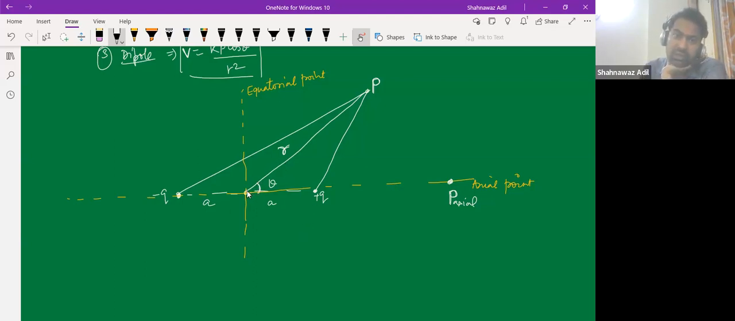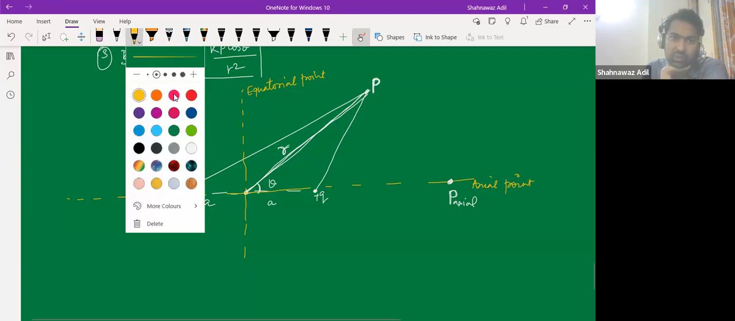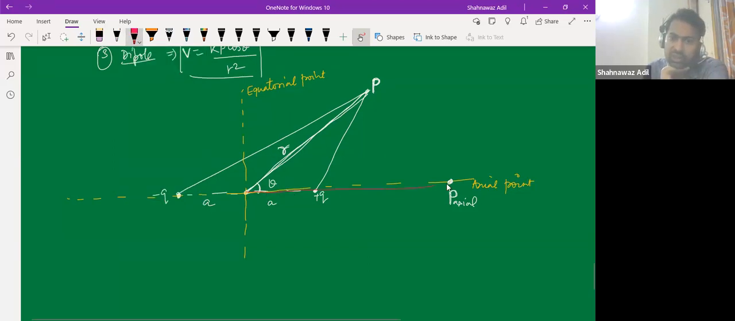So I am saying that this is your theta, right? You have chosen this point. Now you can choose this point to be here. So this is the axial point. Then at this axial point, what would be the theta? What is this theta? So how are we measuring the angle?